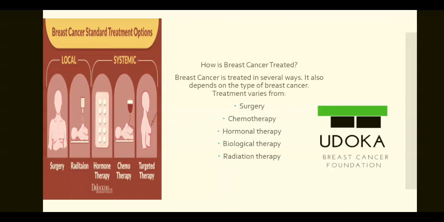So ask yourself, if you are diagnosed with breast cancer, how are you going to be treated? There are local and systemic treatments. The local treatment is surgery and radiation. The systemic treatments are hormonal therapy, chemotherapy, targeted therapy, and also biological therapy. Breast cancer is treated in several ways, as we all see.